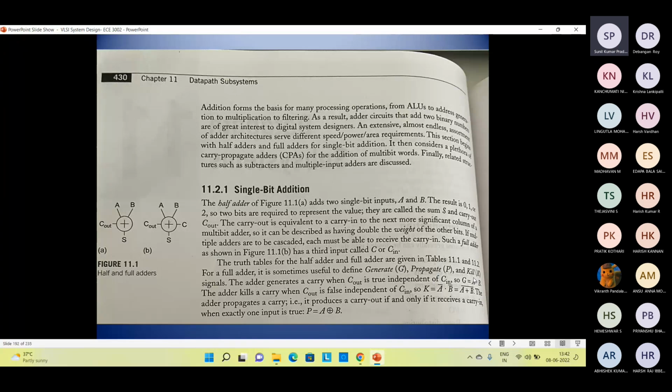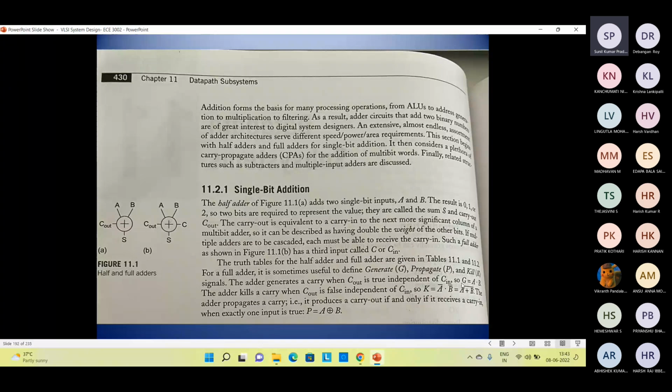Now for full adder, it is sometimes useful to define generate, that we generally call G, or propagate P, and kill K signals. So there are three terminologies we have to use: G, P, and K, generate, propagate, and kill. Now the adder generates a carry when C out is true independent of C in. The carry output is true independent of C in. C in is the third input that we have discussed.